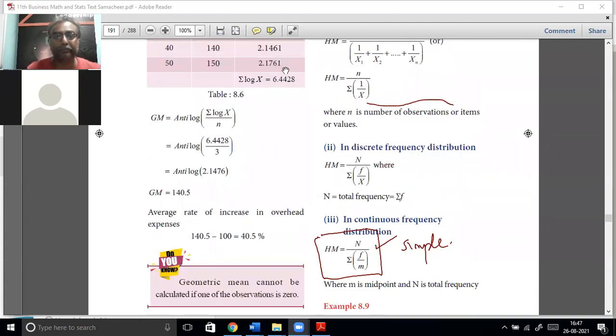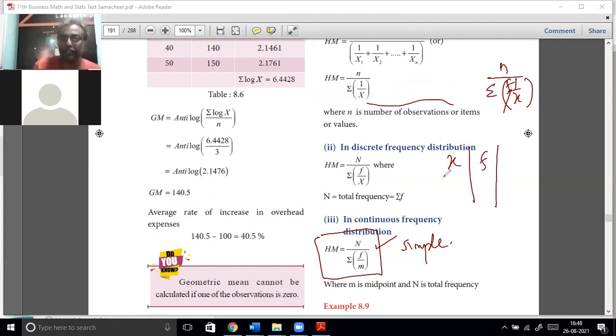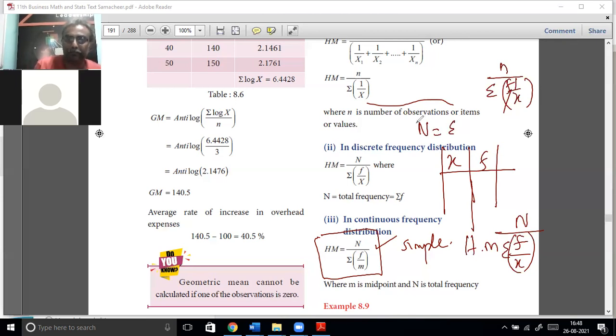Okay. Now what will happen if you have discrete data, but with frequency? You're not having point data, you're having data with a frequency distribution. Then what do you have to add? Earlier you had a simple formula, n by sigma of 1 by x. Now you have to add f inside that. That's all. Because now you are getting x and f. Data is given like this, x and f. So your harmonic mean will be n divided by sigma f by x. And n will always be sigma f in this case.